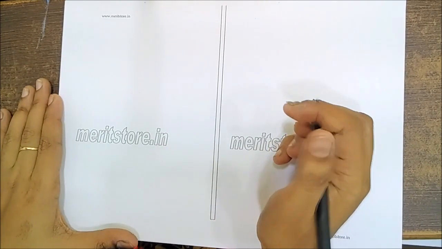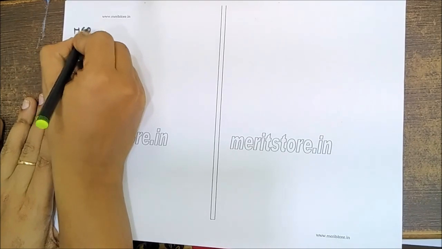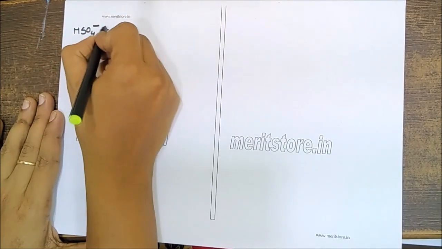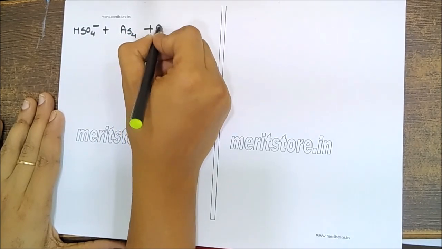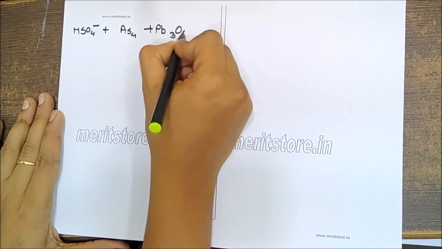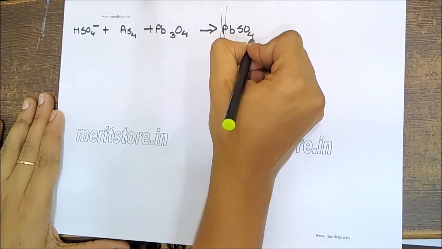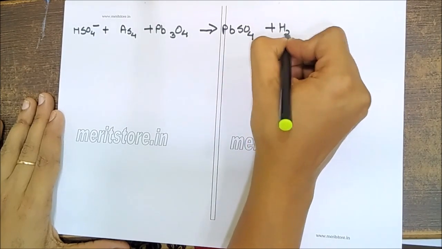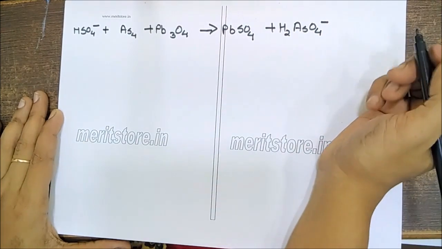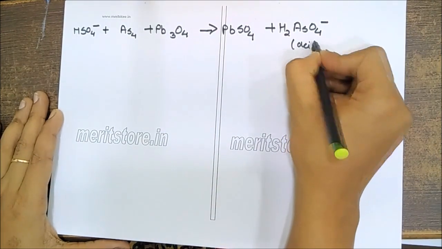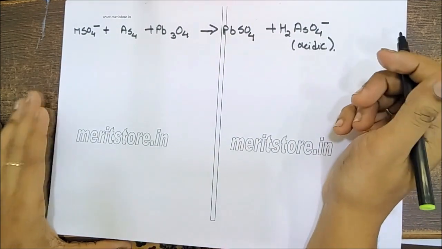Let's continue with the next example. Our next example says that this reaction is happening in acidic medium. That's your question. Now we have to balance this first in terms of atoms.